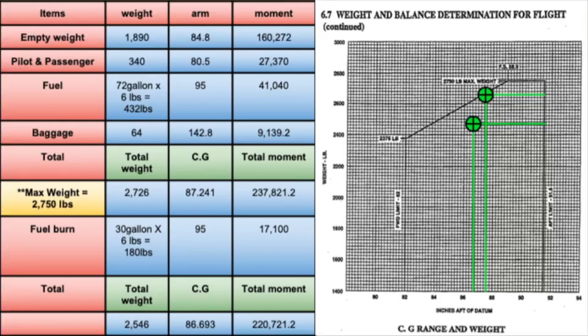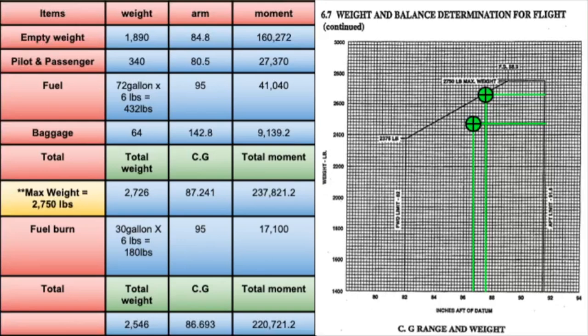Then the fuel, we're going to have, for this example, 72 gallons times 6 pounds. We have 442 pounds times the arm. So this is where the fuel is located in this plane. This is station, so 95 inches from the datum plane. These two multiply, we get the moment.